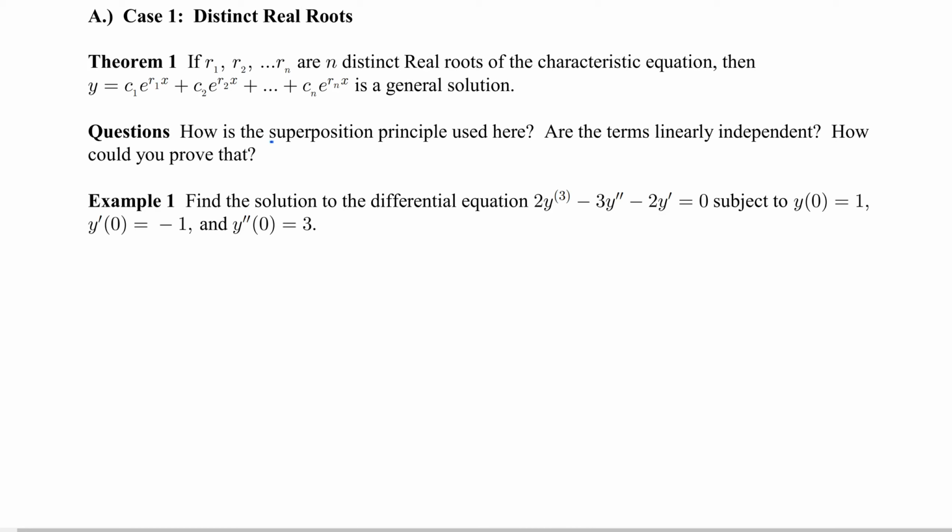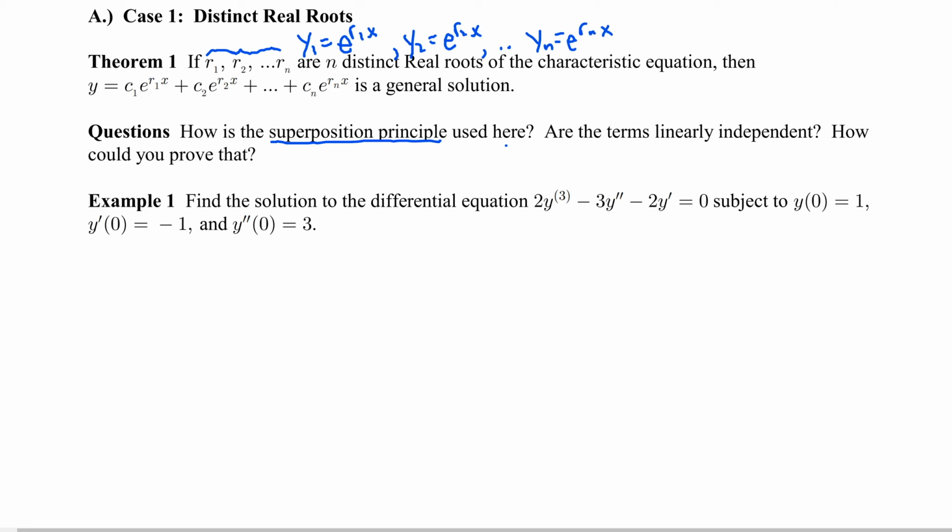If you'll recall, we talked about the superposition principle. The superposition principle simply states that if you have distinct solutions, then a linear combination of those solutions is also a solution to the differential equation. So what we can see here is when we solve our characteristic equation, we get n distinct real solutions. That's going to lead us to n distinct solutions of the form y sub 1 equals e to the r sub 1 x, y sub 2 equals e to the r sub 2 x, ..., y sub n equals e to the r sub n x.